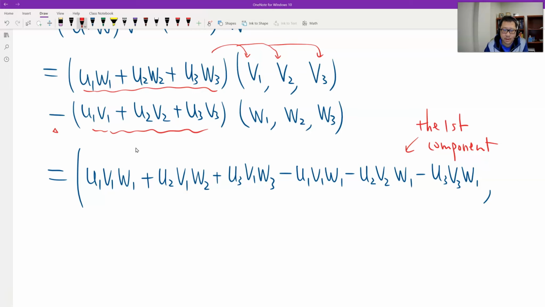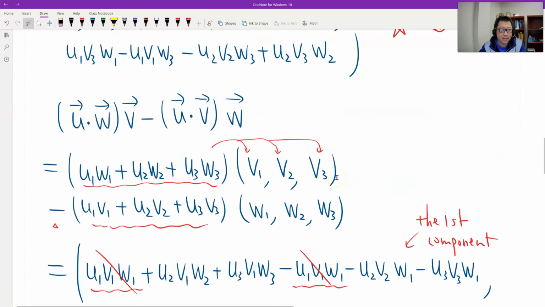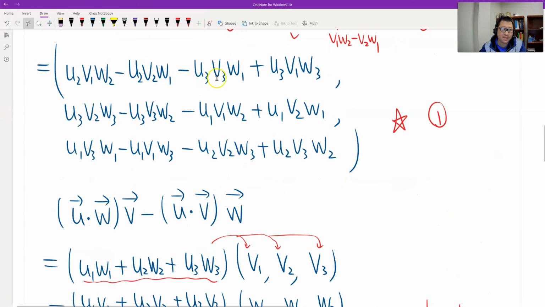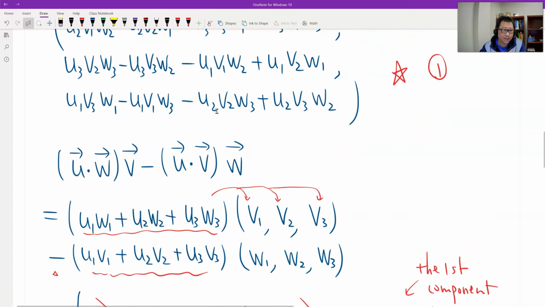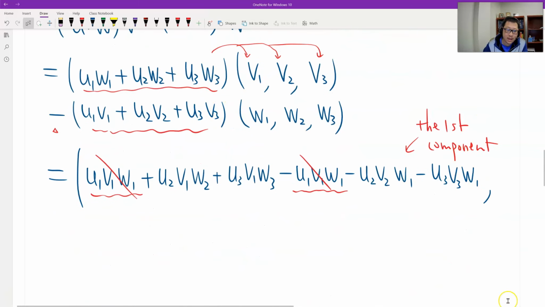Okay, can we simplify? I think so. Look at U1, V1, W1. See, this term is the same, so we cancel. Therefore, how many terms do we have left? 1, 2, 3, 4 terms left. Only 4 terms left. Good. And then can you compare this term to that? It should be the same, right? Let's compare a little later. Let's finish the other 2 components first.